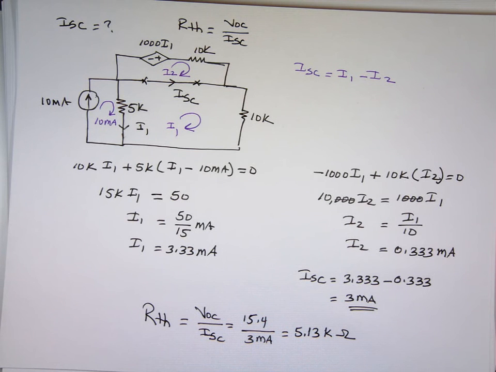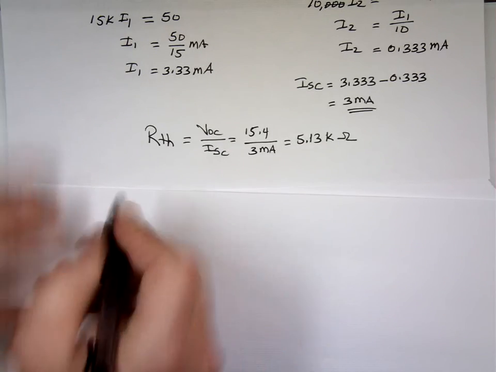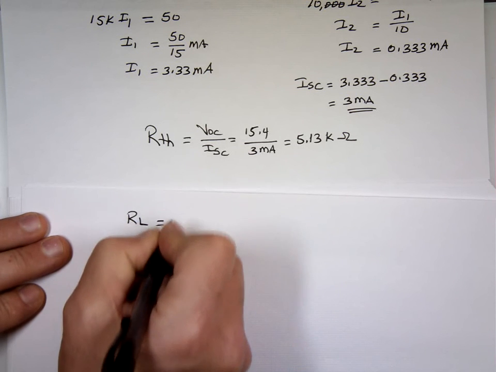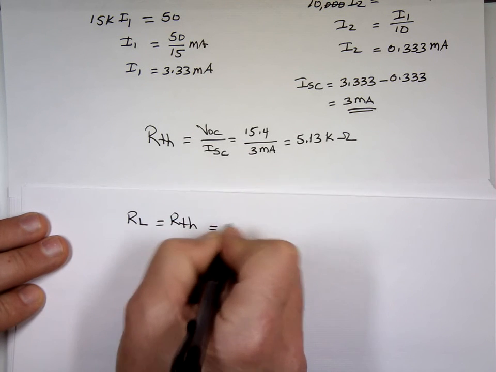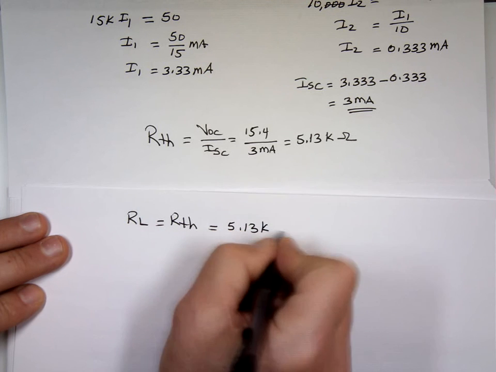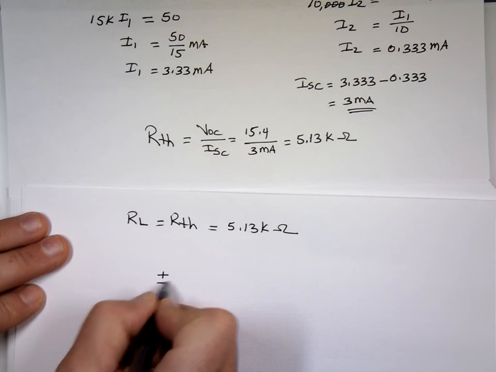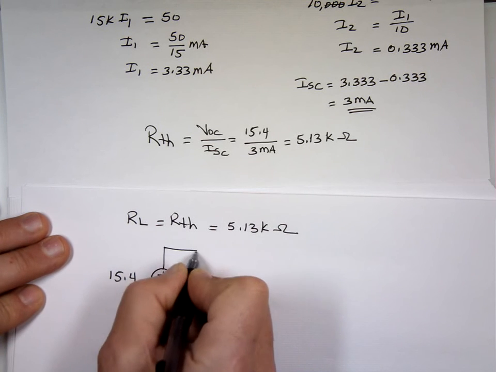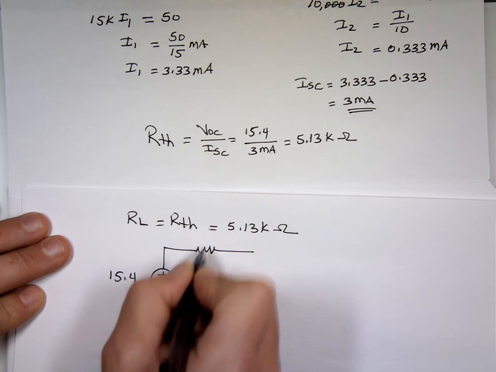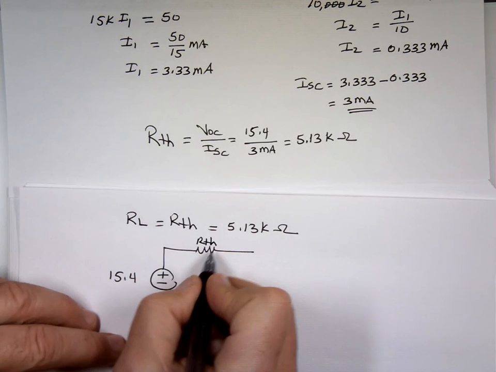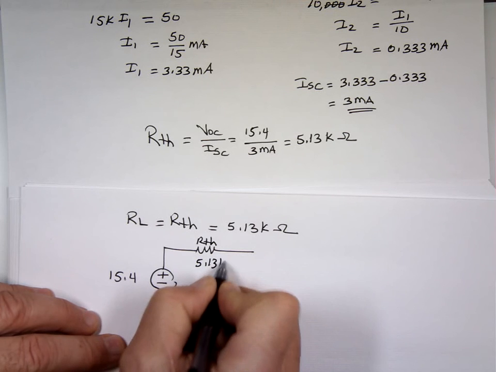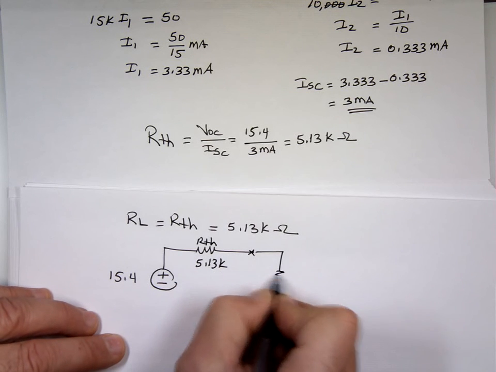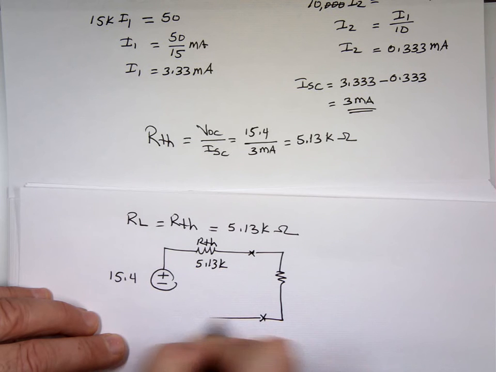That's what R Thevenin is. So for maximum power transfer, here's my circuit. For maximum power transfer, I need RL to equal R Thevenin, which equals 5.13k ohm. So my circuit will look like this. A voltage source, V Thevenin of 15.4. This is R Thevenin, which is 5.13k. RL, which is 5.13k.